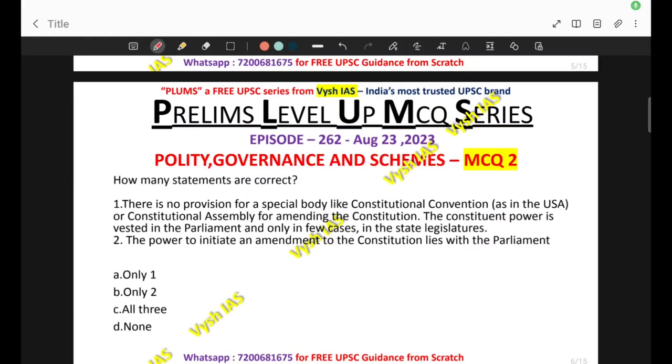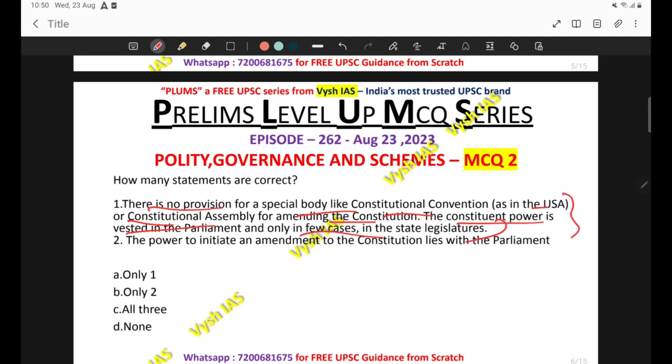The second question, how many statements are correct? There is no provision for a special body like a Constitutional Convention as in the USA or a Constituent Assembly for amending the Constitution. The constituent power is vested in the Parliament and only in a few cases the state legislatures. Now this is really tough. This is a bit tougher question.